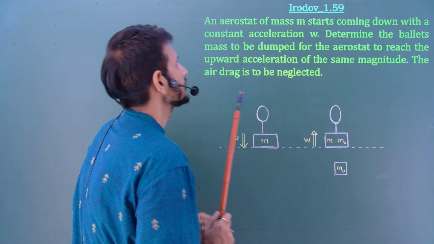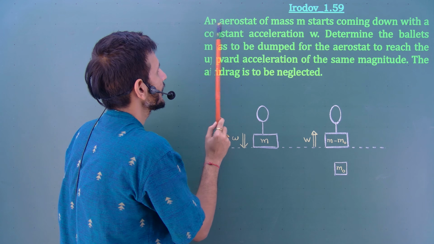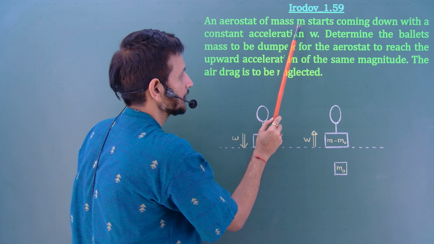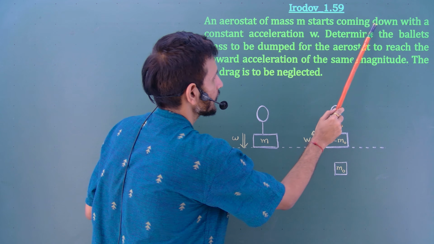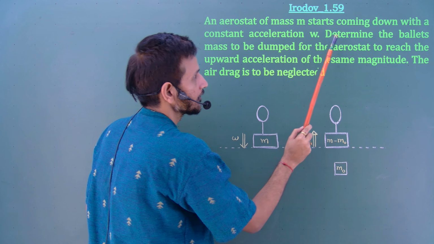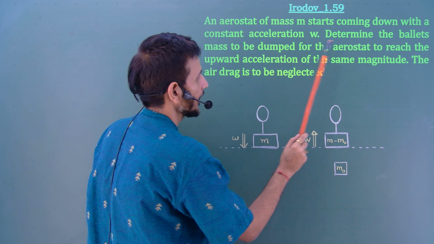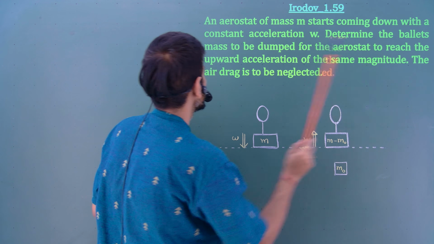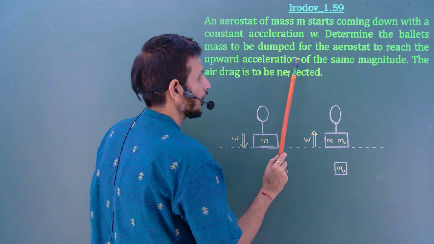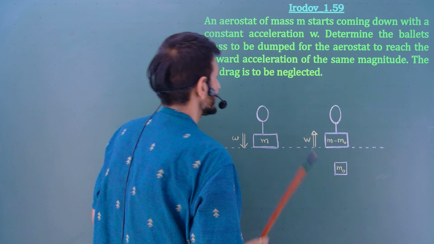Students, let us solve this Irodov problem number 1.59. An aerostat of mass m starts coming down with a constant acceleration w. Determine the ballast's mass to be dumped for the aerostat to reach the upward acceleration of the same magnitude. The air drag is to be neglected.